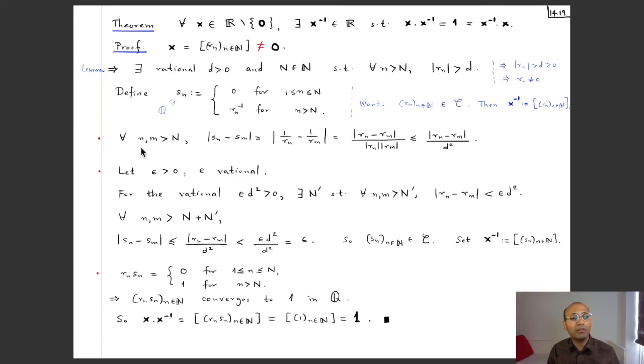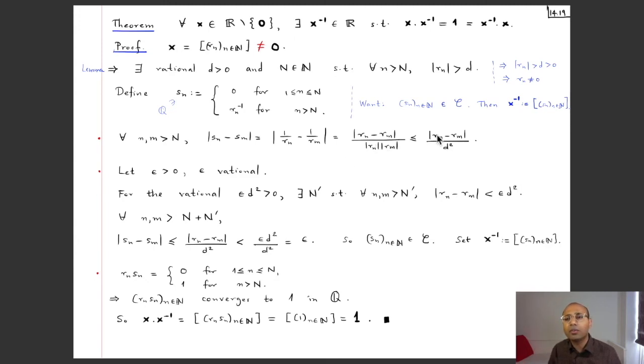Okay, so let's first observe that when little n and m are bigger than capital N, Sn is given by this formula. Mod of Sn minus Sm is mod of 1 by Rn minus 1 by Rm, and if we simplify this, that turns out to be mod of Rn minus Rm divided by mod Rn times mod Rm. And we know that when n is strictly bigger than this capital N, the mod of Rn is strictly bigger than d. So 1 by mod Rn is less than 1 by d, because of which we get that this is less than or equal to mod Rn minus Rm divided by d square, because 1 by mod Rn and 1 by mod Rm are both less than 1 by d.